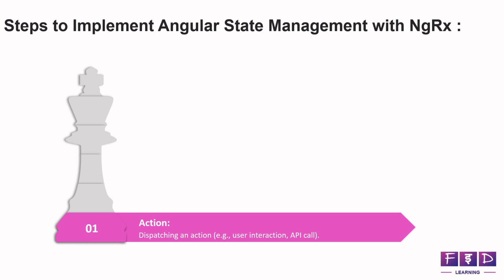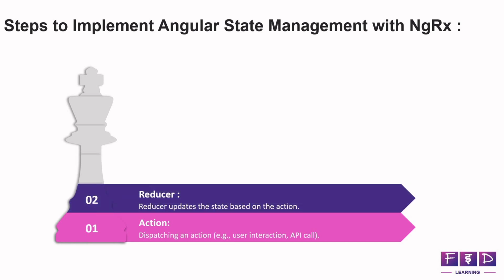For example, user interaction, API call, or we can say form submission, logins, or data retrieval. Like in our counter example, we will define three actions, one for incrementing, one for decrementing, and one for resetting the count. Okay. Next step is to create a reducer.